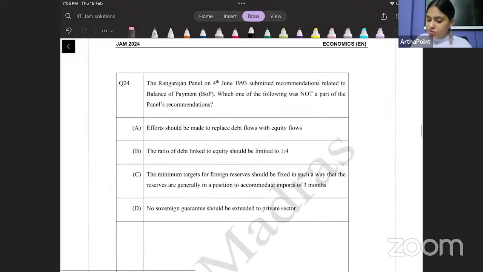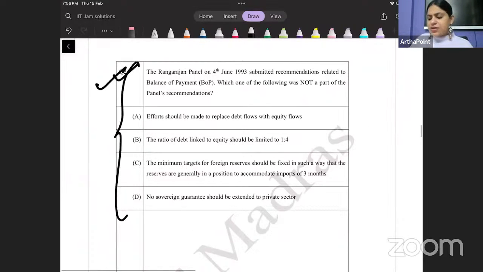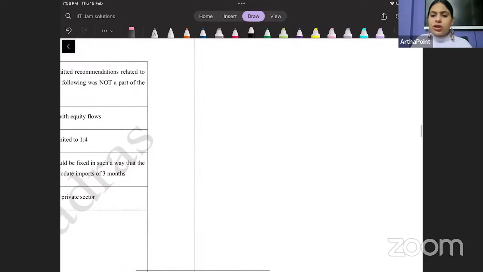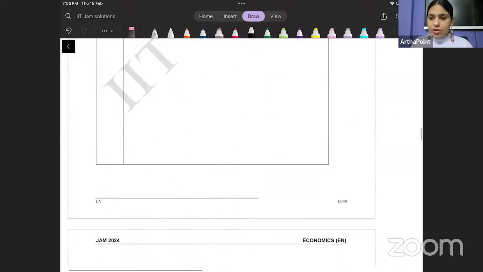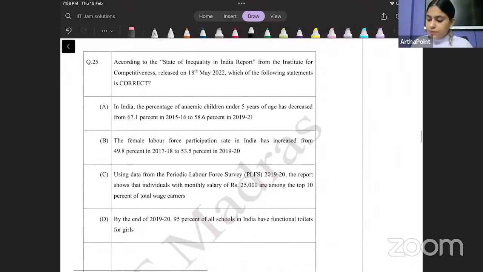So now let me go to the next question. Rangarajan committee. Expected question है बेटा. There will be questions on committees in the CUET coming paper also. So there are some committees like Rangarajan committee, like Narasimha committee, like Khan committee. ये committees को याद रखना, very important. It will be there in every paper.